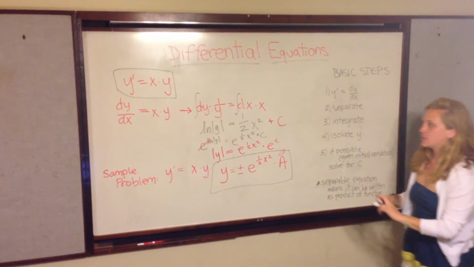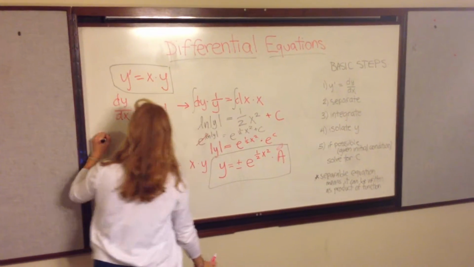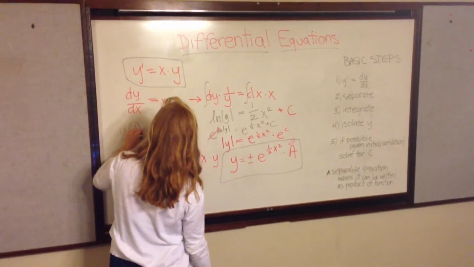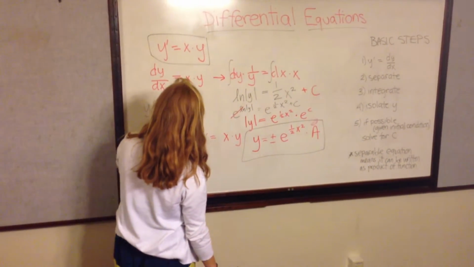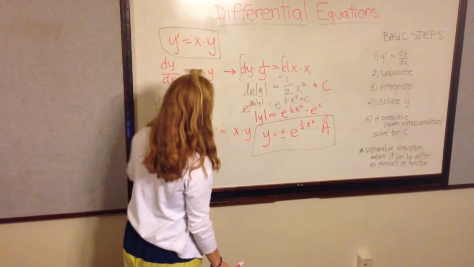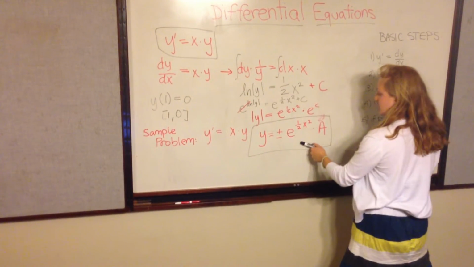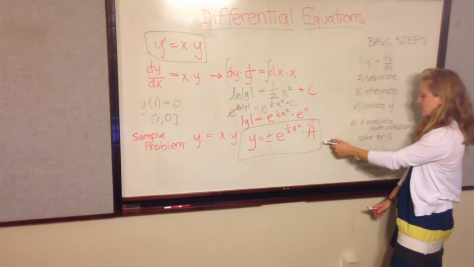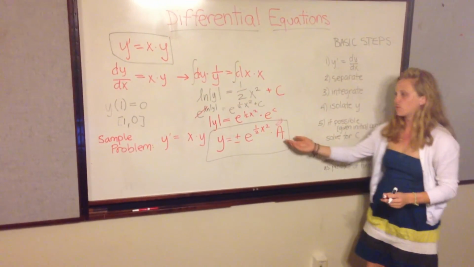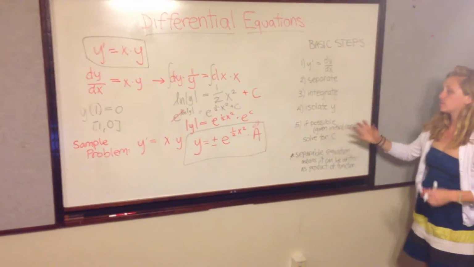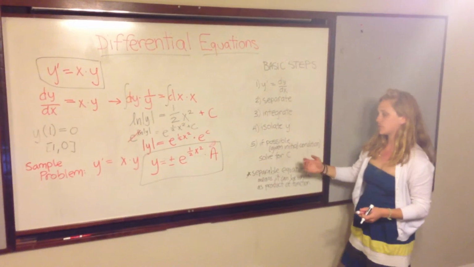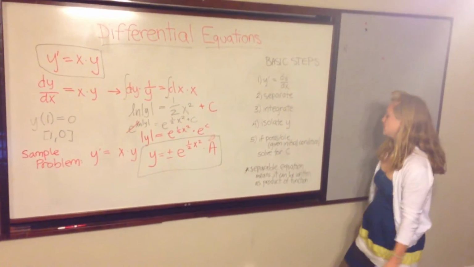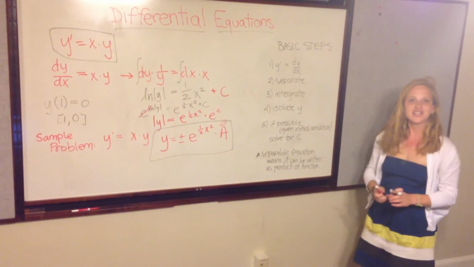Now, if I had given you an initial condition, which would have been y of 1 equals 0, so the x value is 1 and the y value is 0, you could plug those back in and solve for that constant a, or c, if you want to call it that. So, if possible, given an initial condition such as that one over there, you can solve for c or for a, whatever your constant is. And that is how you do your differential equations.